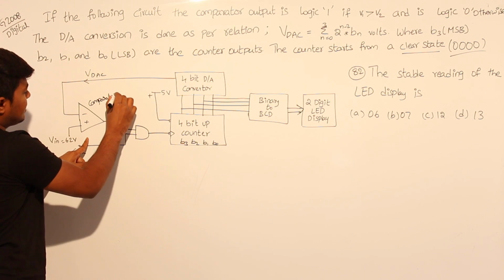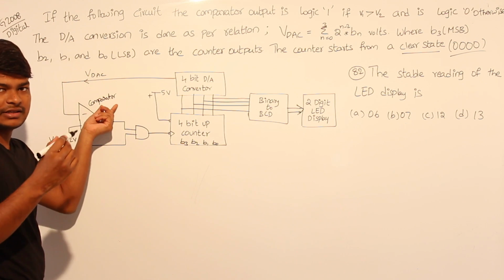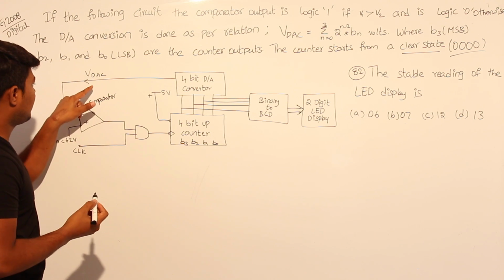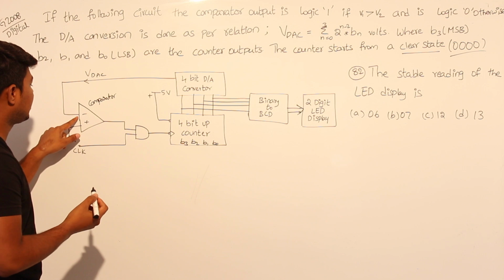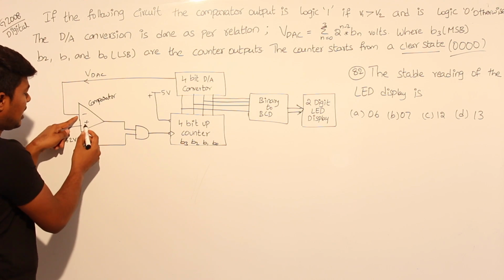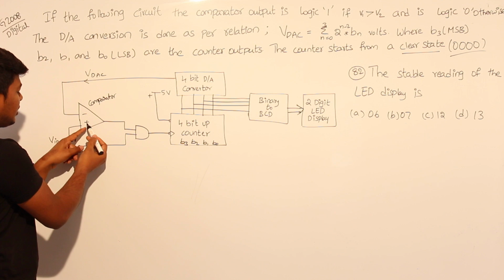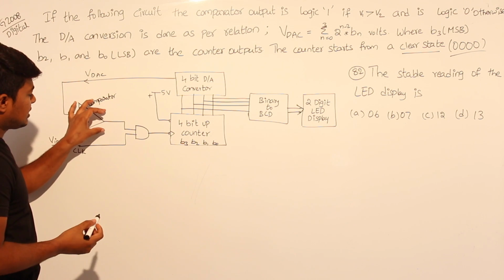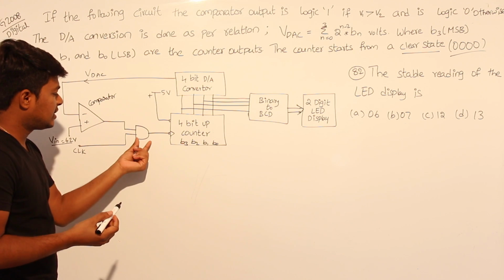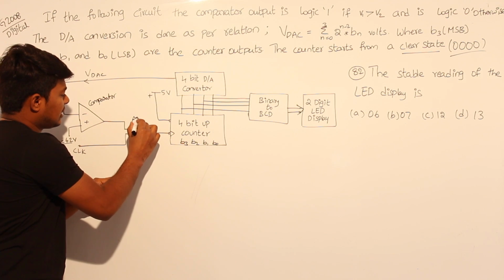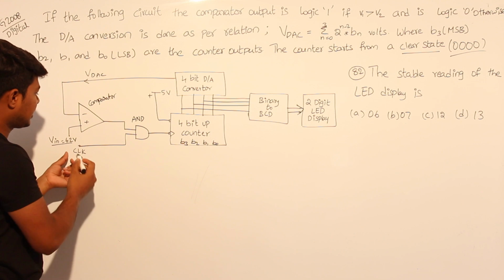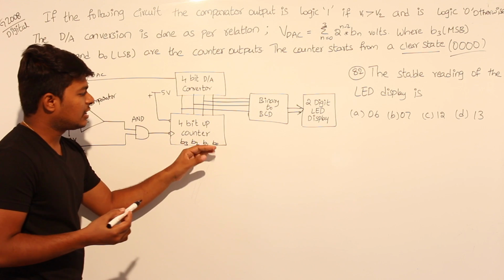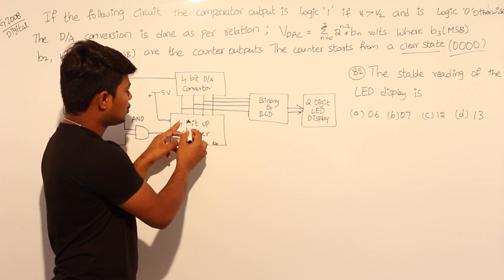It just compares two signals and sends either 1 or 0 to its output. This VDAC is connected to the inverting terminal of the comparator, and the non-inverting terminal is connected with the Vin of 6.2 volts, and this is connected as one of the inputs to this AND gate. This is the AND gate. The other input of the AND gate is connected to the clock, where the output of the AND gate is again connected to the counter.